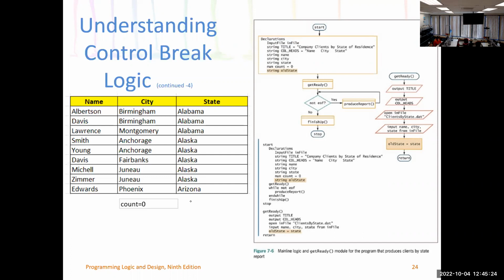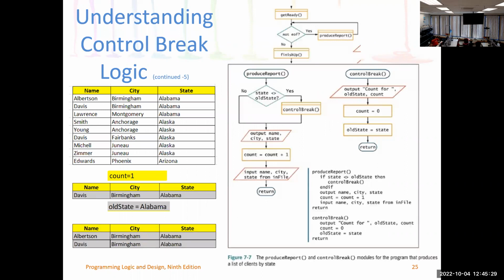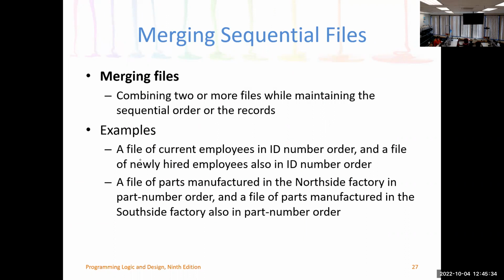Now, you have another application here. That is when you want to merge the sequential file here. Merging file is to combine two or more files while maintaining the sequential order of the records, right? For example, your file of current employees in the ID number order, and the file of newly hired employees also in the ID number order here.